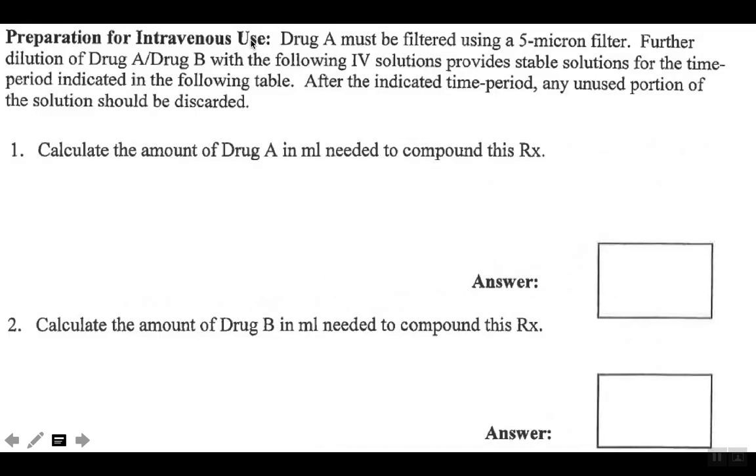Preparation for the IV use. Drug A must be filtered using a 5-micron filter. Now, when they say this, they're not saying to filter the medication when, let's say, you're reconstituting it, right? That wouldn't make any sense. You're referring to when you're putting the medication into the IV bag. That's when you should actually filter it.